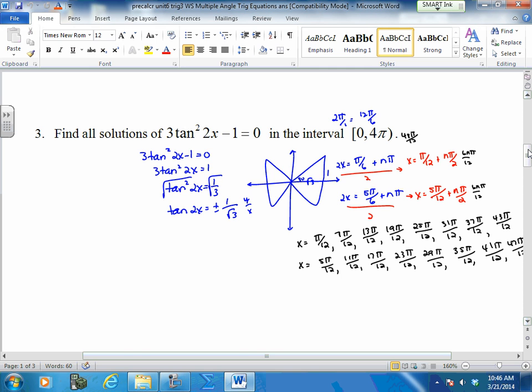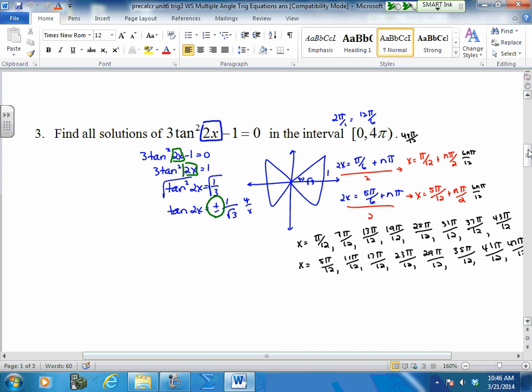Now, here's another one. This is a double angle in here. Treat this as one right now and solve it. So we're going to treat it as one. So again, we add 1, we divide by 3, we take the square root. When you take the square root, you get plus or minus. So you're in all 4 quadrants. Okay? All 4.